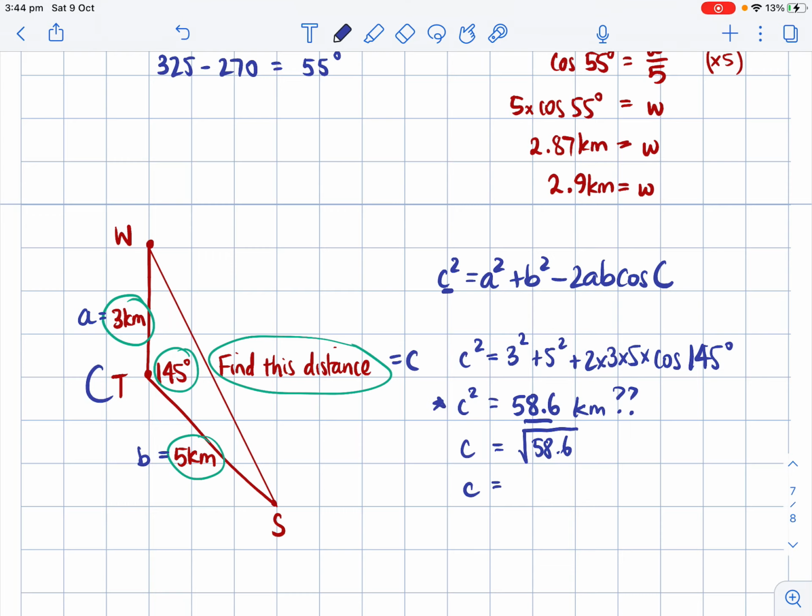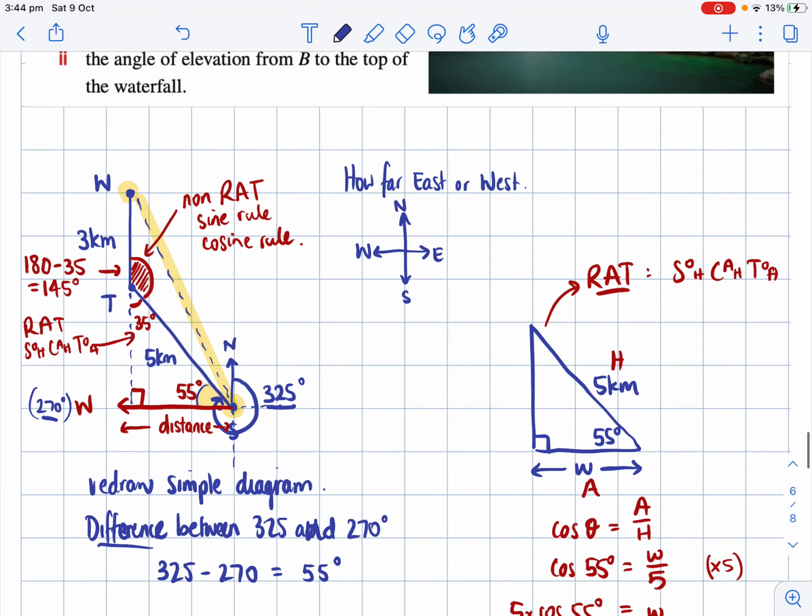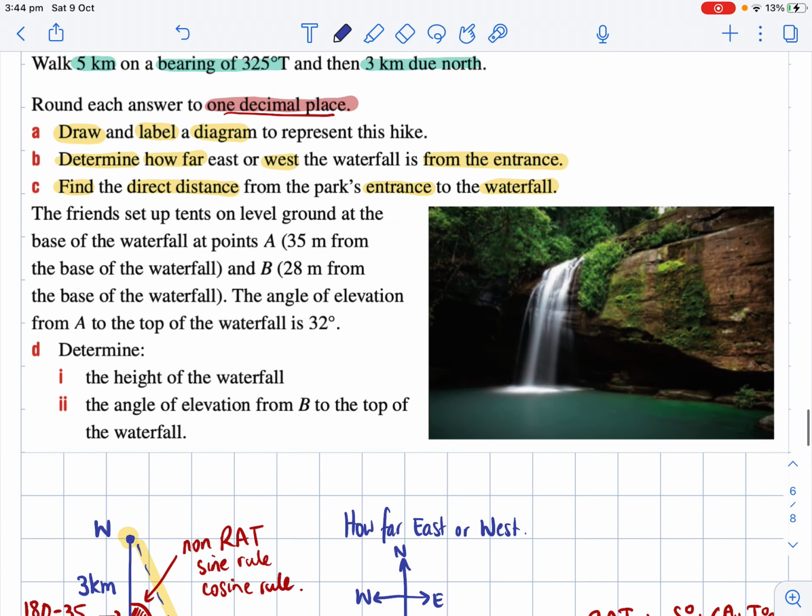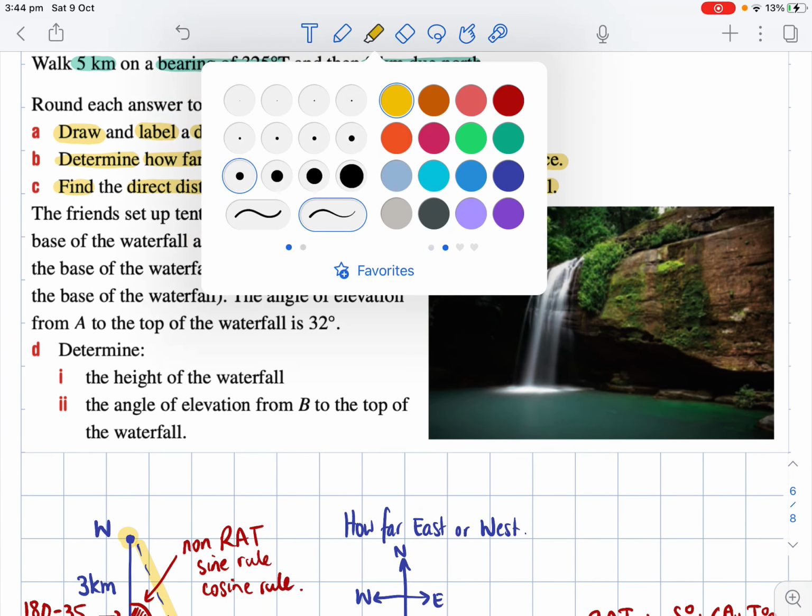And I end up with the square root of 58 is 7.65. And then I go, that makes sense. That's a better answer. Fits in with everything else that I've done, which would be 7.7 kilometres. We've got the direct distance. Excellent. Part C, complete.